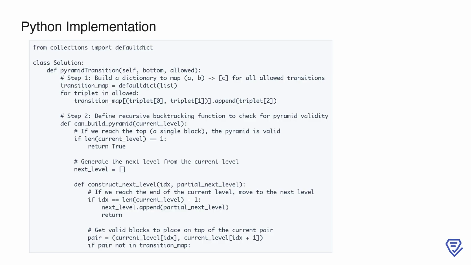To facilitate this, we introduce an inner helper function, construct_next_level, which will handle the process of generating possible next level configurations based on the current level. It works by iterating through pairs of adjacent blocks in the current level. For each pair, if it exists in the transition_map, we retrieve the valid top blocks that can be placed on this pair. This is where the recursive structure of the solution starts to take shape.